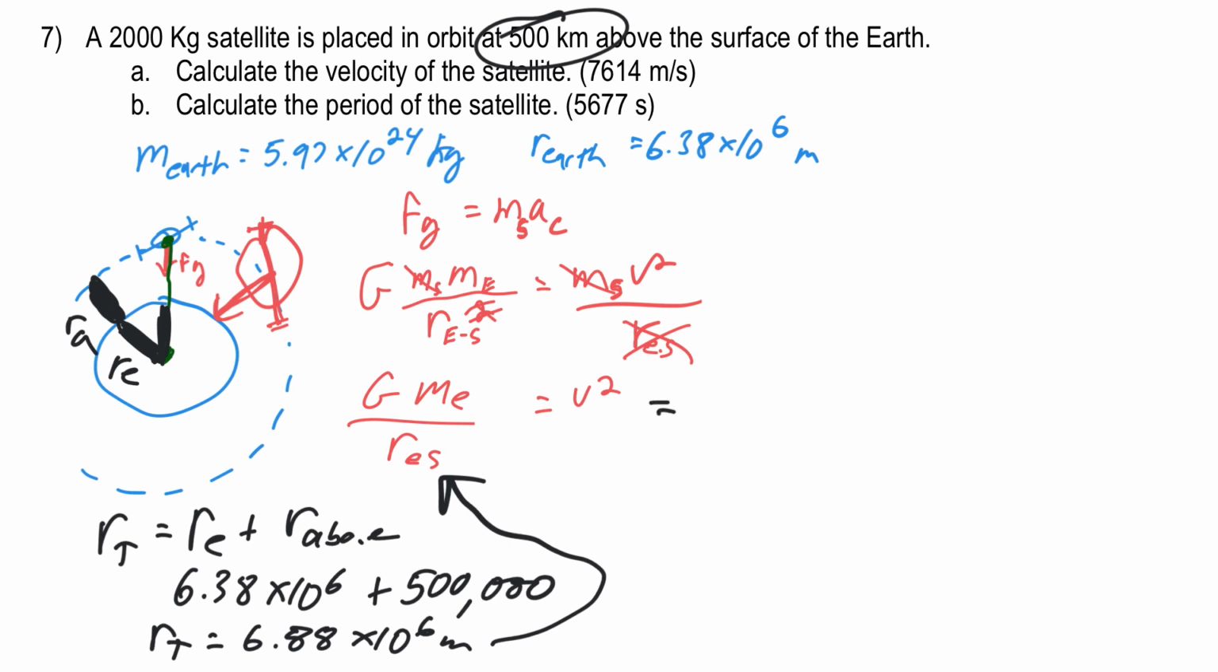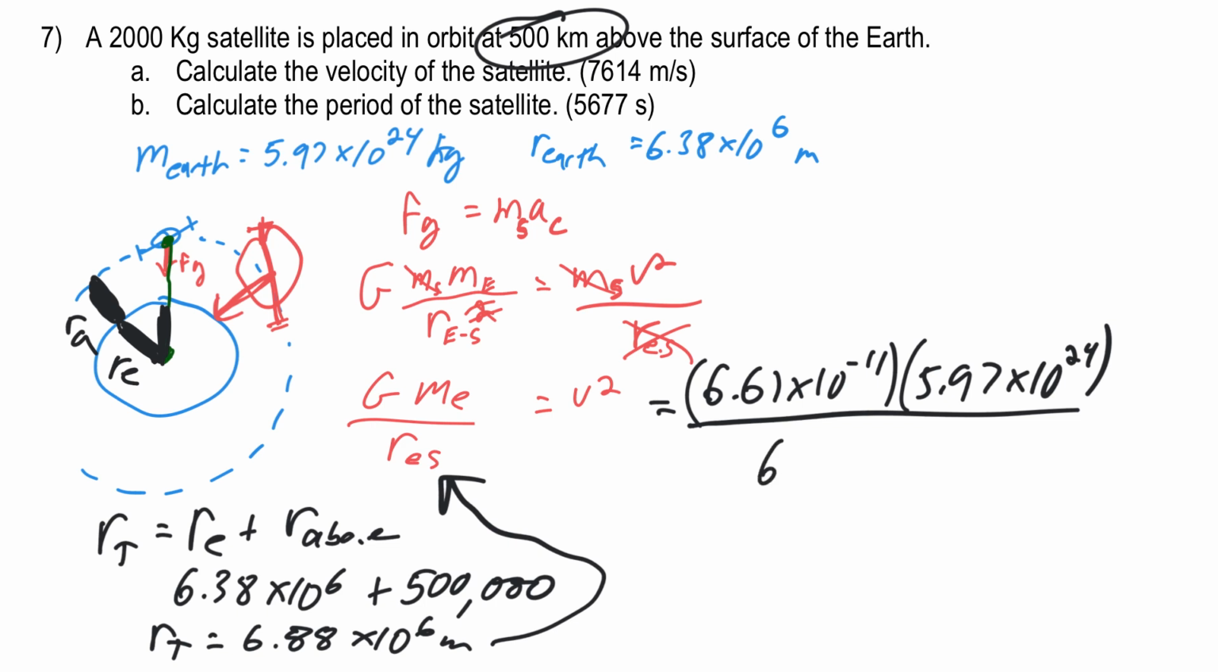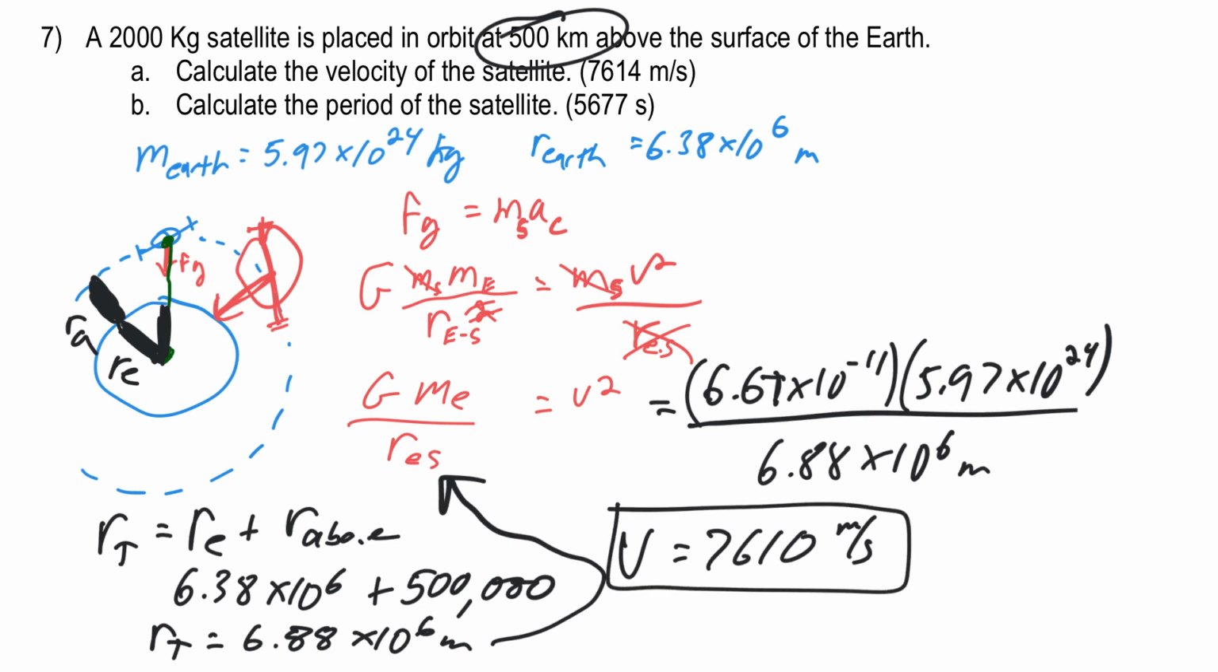So v squared equals big G, which is 6.67 times 10 to the negative 11, times the mass of the Earth, 5.97 times 10 to the 24th, divided by, again, the true radius, 6.88 times 10 to the 6 meters. Okay, and then square root that. Once you solve for that number, go ahead and square root it, and I get about, I'm just going to go to 3 digits, 7610 meters per second. So that's the speed that the satellite needs to go to maintain that orbit.